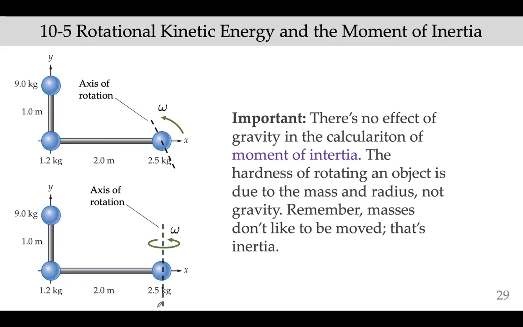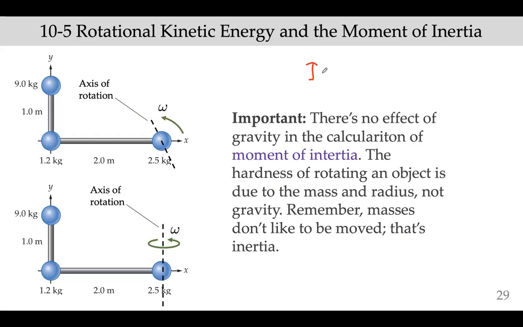Okay, so there's an important point here. There's no effect of gravity in the calculation of moment of inertia. We did not talk about g. The hardness of rotating an object is due to the mass and the radius, and not gravity.